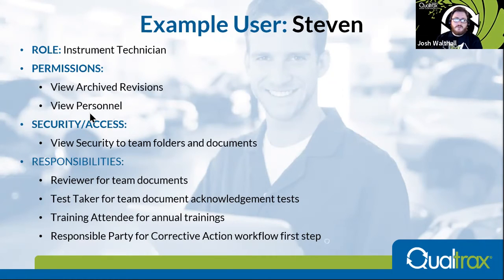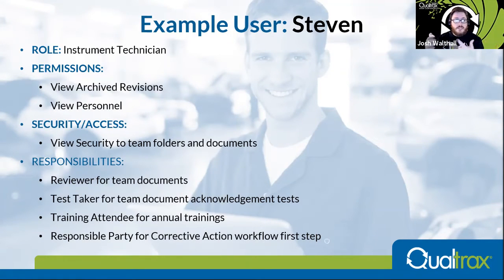View archived revisions and view personnel, these are both view permissions. They don't give him the ability to modify these things at all. He can just see them. So this is sort of the opposite end of the spectrum in some ways from the example of Allison.